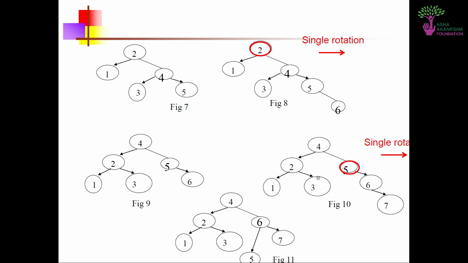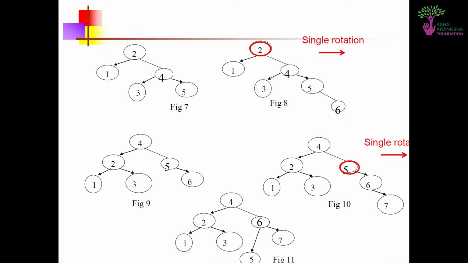Then we have to add 7. We are adding 7 here. This is right to right, so single rotation, and then we get this. So in this way, you can understand that what we are doing is applying rotations in cases where our AVL property is being violated, and thus a new modified tree is abiding by the property of AVL trees.